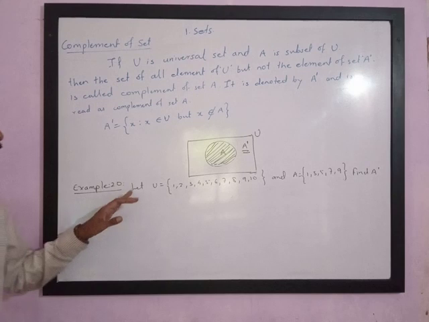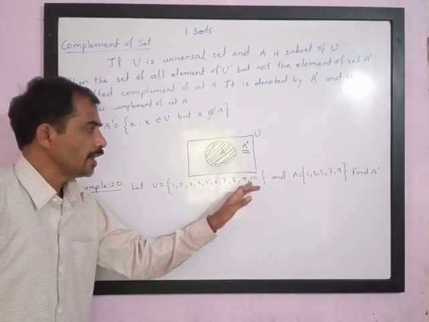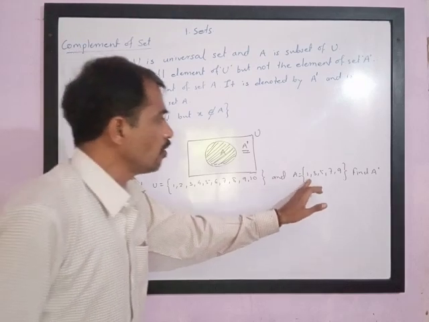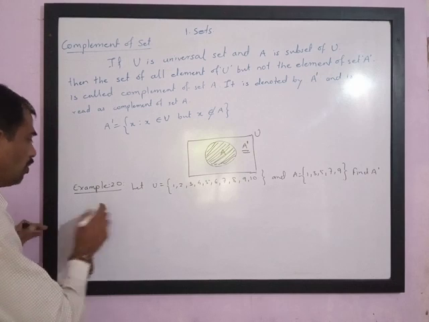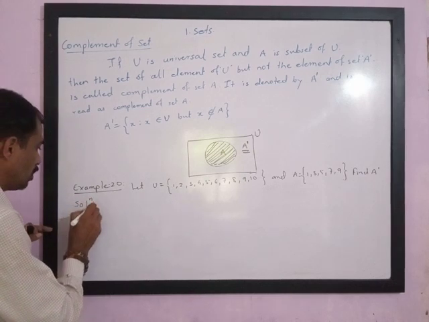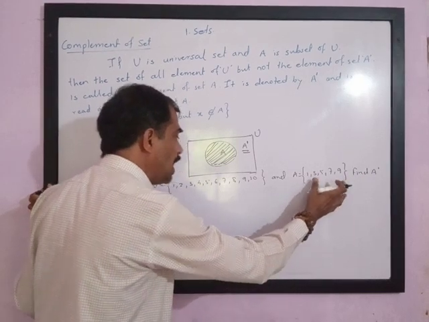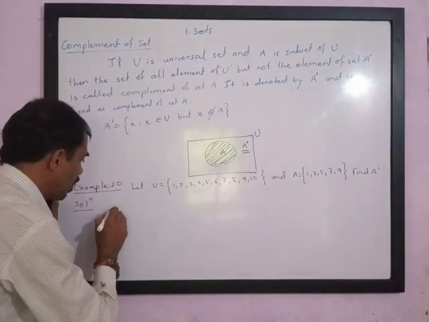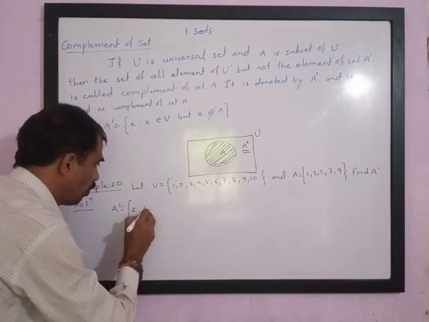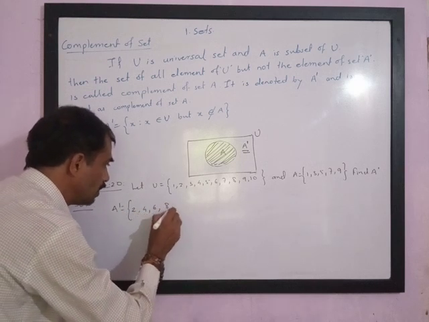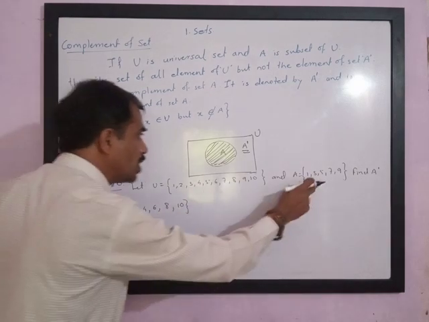Next is example 20. Let U be the set of 1, 2, 3, 4, 5, 6, 7, 8, 9, 10 and A is the set of 1, 3, 5, 7, 9. Find A's complement. We know A's complement is the set of all the elements which are not in A but in U. So A's complement is equal to 2, 4, 6, 8, 10. These are the elements which are in the universal set but not in A.